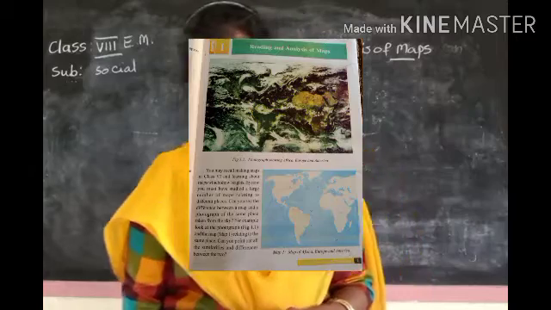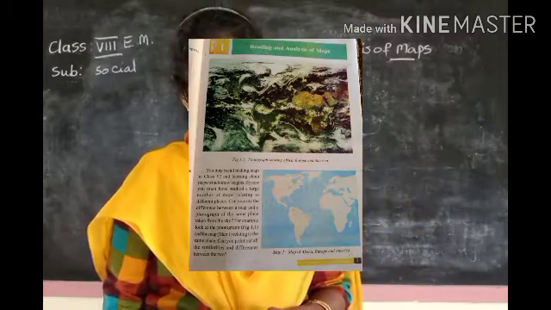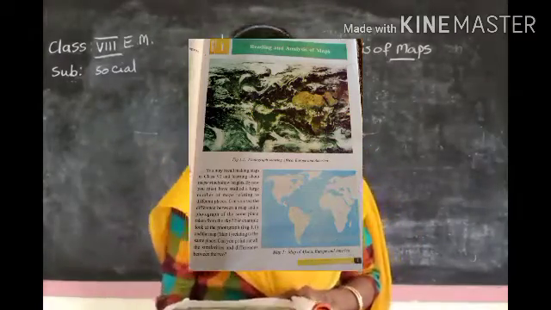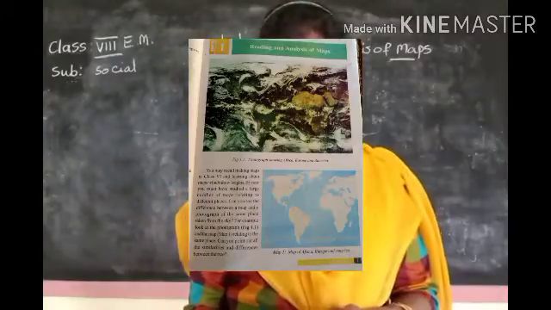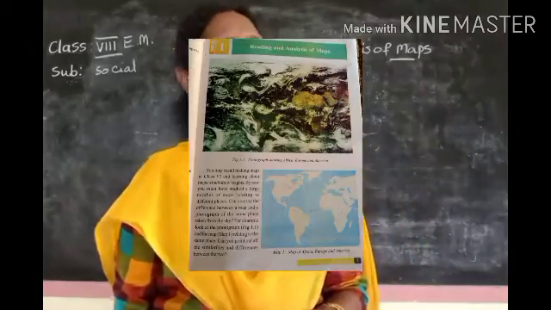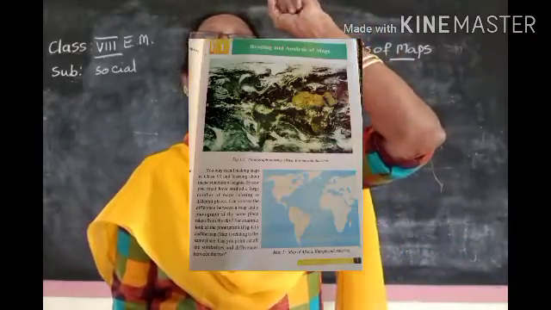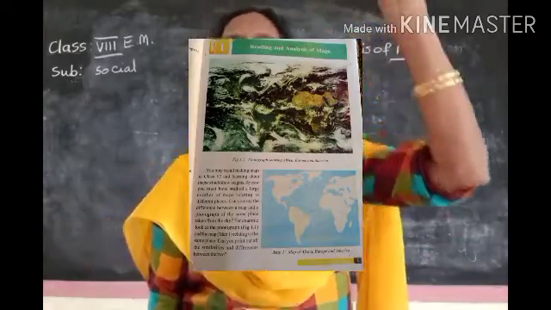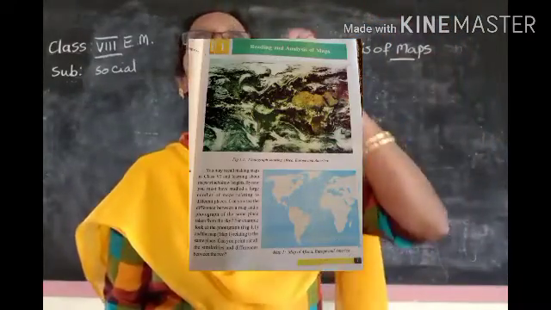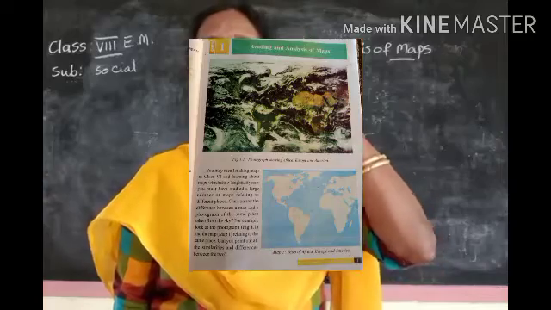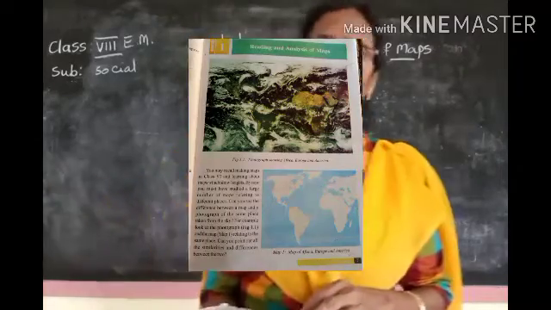Can you say the differences between a map and a photograph of the same place taken from the sky? We take photographs from the sky with the help of satellites. Satellites take photos of what is happening on the earth and send them to us.